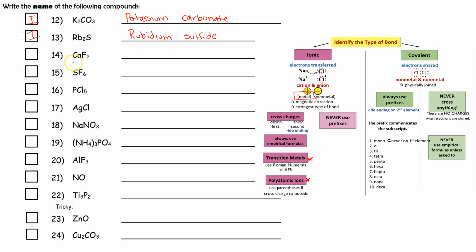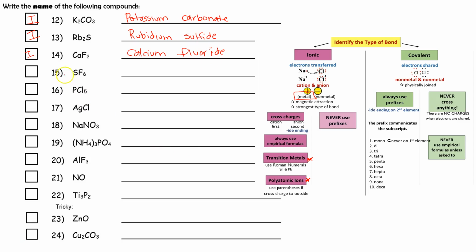All right, number 14, CaF2. Is this ionic or covalent? We're going to look up those elements on the periodic table. Calcium is an alkaline earth metal, so it's definitely going to be ionic. We're going to name the cation first, name the anion second with an IDE suffix. So calcium, again, not a transition metal, so no Roman numeral. Fluoride, because we have to put an IDE suffix on that anion.